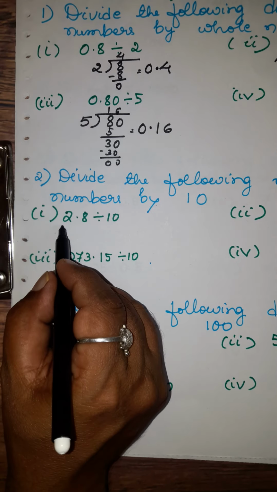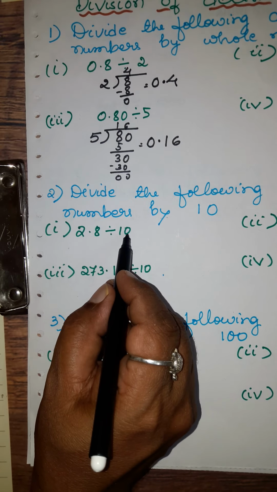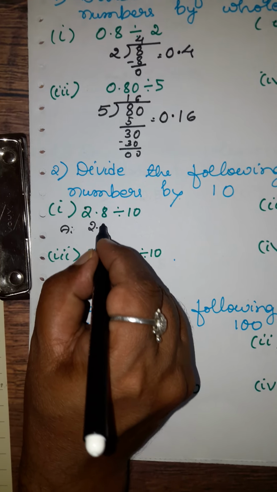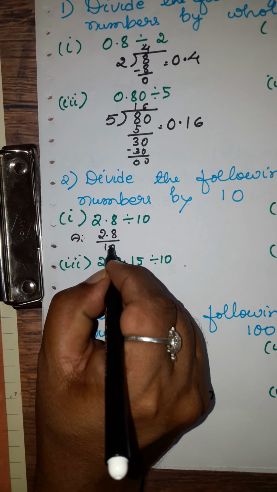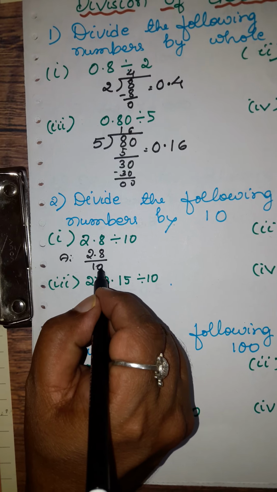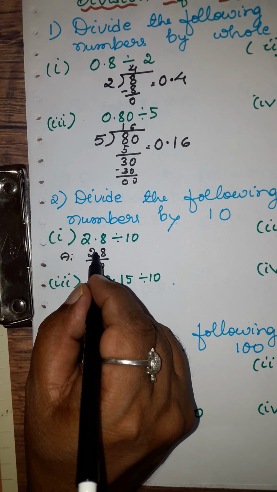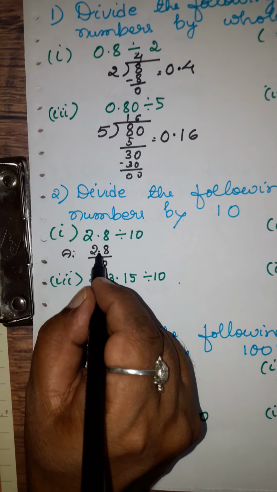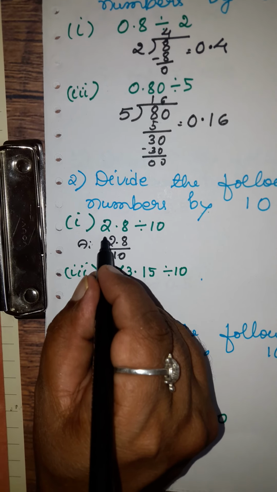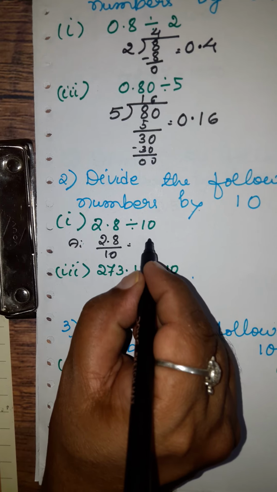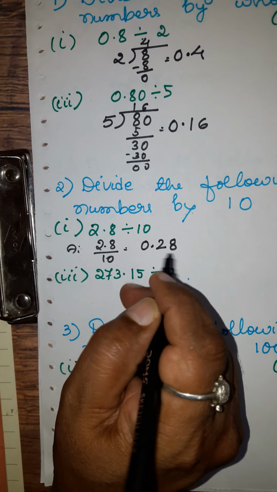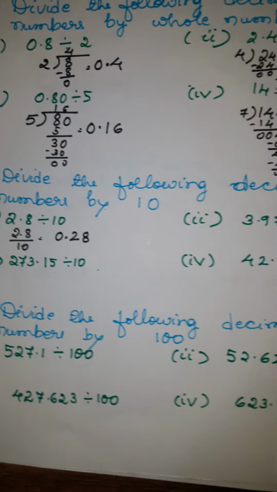Now you have learned how to divide a decimal number by a whole number. Now we are learning how to divide decimal numbers by 10. It is very easy. You write 2.8 divided by 10. Now after 1 there is 1 zero. So you have to move one place from right to left. Here the decimal point is there. You move it one place to the left. So you'll get 0.28. So division means the number value goes on decreasing.